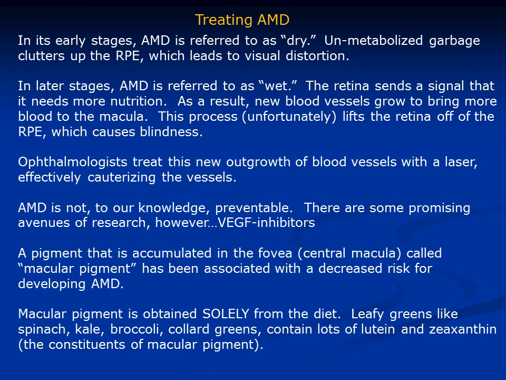It also goes into your brain, where it does the same stuff as it does in the eye, namely limits oxidation. Okay? So again, as I mentioned, it's obtained solely from the diet. Leafy greens, spinach, kale, broccoli, a lot of the stuff that you guys love to eat. They contain lots of lutein and zeaxanthin. These are the constituents of macular pigment. All right, and the brain loves particularly lutein.